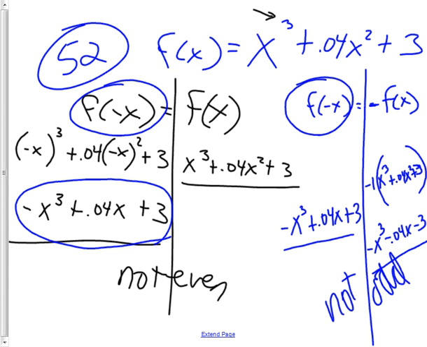If it's not even and it's not odd, guess what it is? It's a neither. Okay? That's how you prove things are odd or even or neither. Yes?